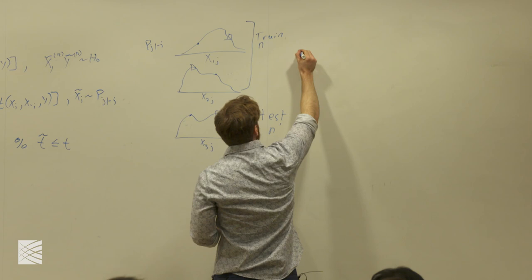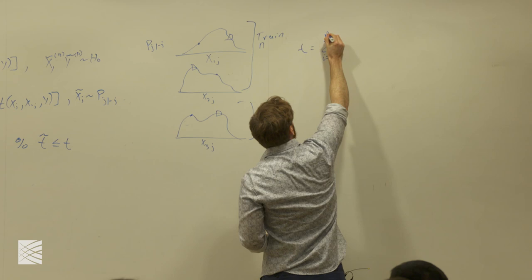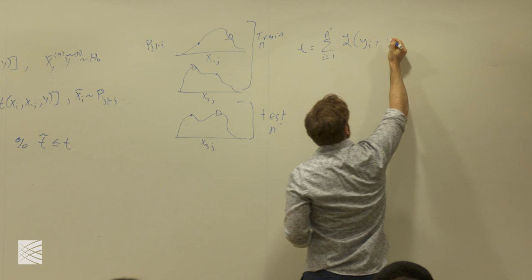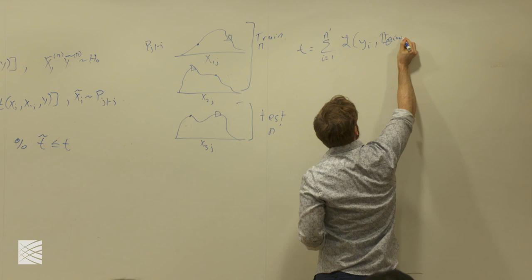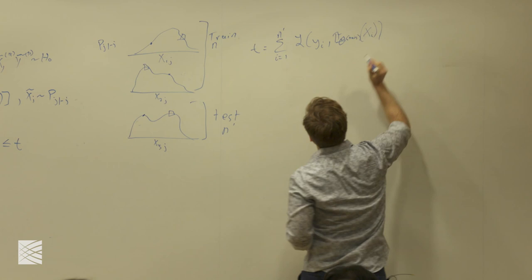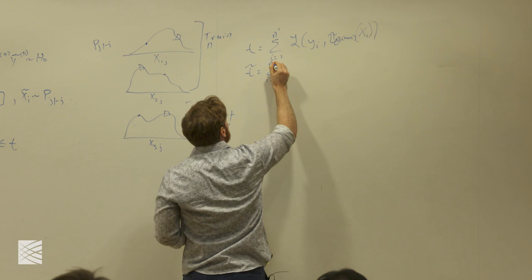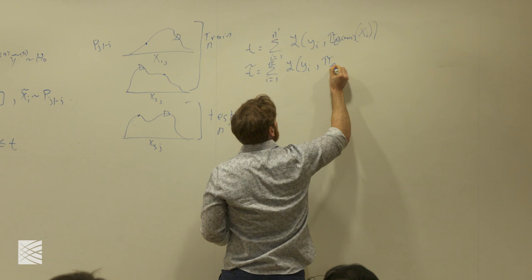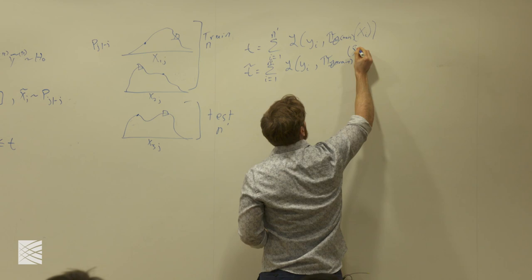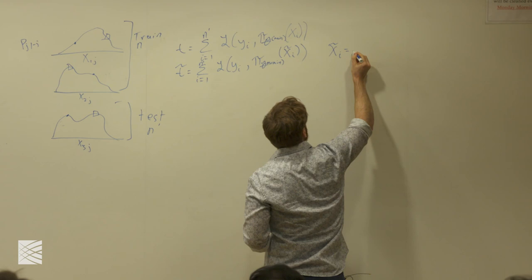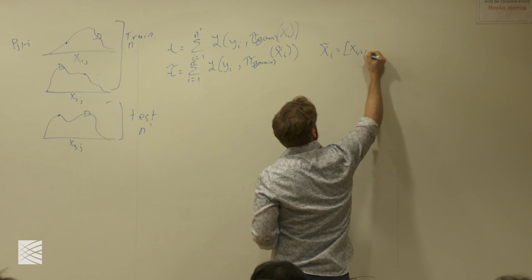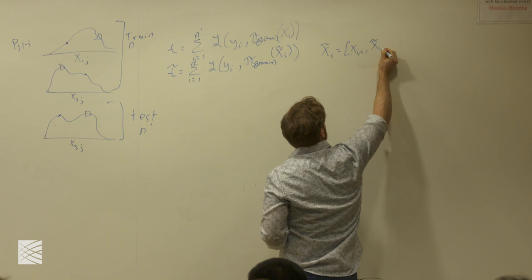So at this point, we say t here is going to be the sum from i equals 1 to n prime of L of y_i and beta hat train of x_i. And then equivalently, t tilde is the same with x tilde i, where x tilde i is equal to x of i, not j, and x tilde of i, j. Okay, so just concatenating that vector together.